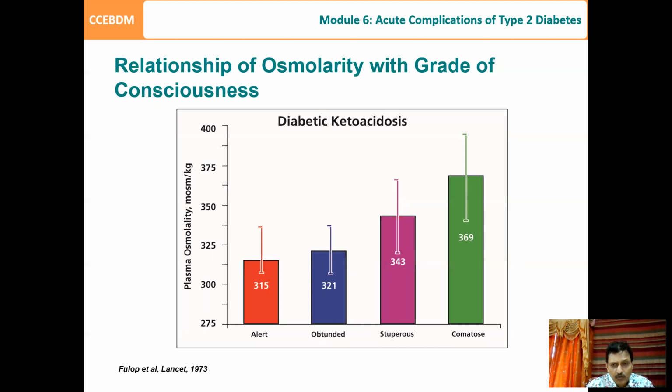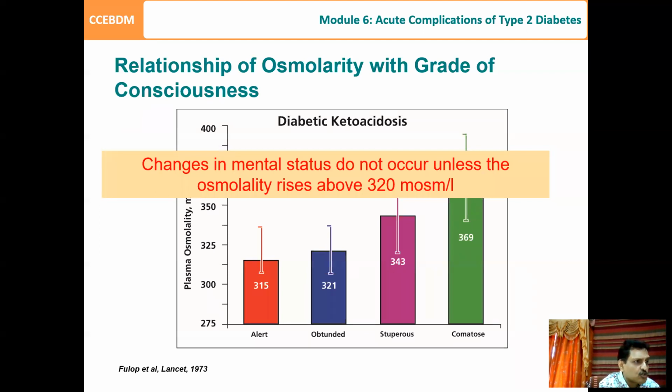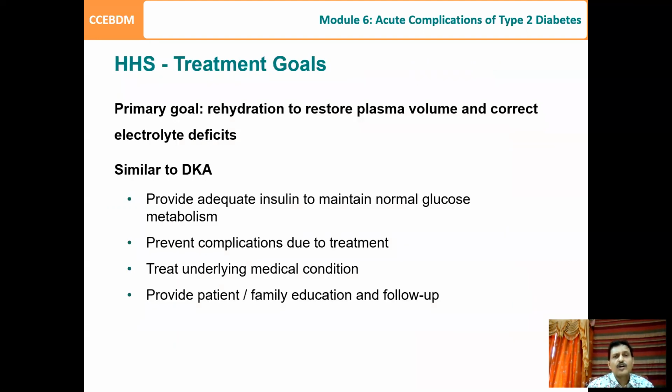But with progressive increase in the osmolarity, the grade of consciousness goes down. Therefore, osmolarity is a very, very important issue as far as the neurological symptoms are concerned. As I've told you, neurological symptom is the commonest presentation of hyperosmolar coma. Changes in the mental status do not occur unless the osmolarity rises above 320, and it progressively goes down with further rise in the level of osmolarity.